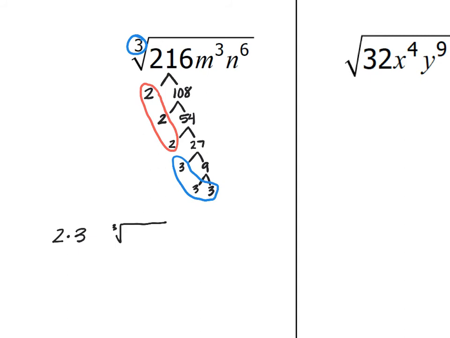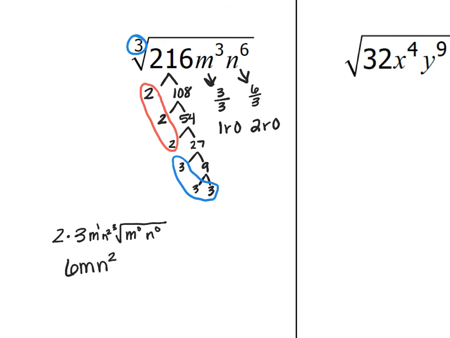And now I can look at my variables. So for the m, 3 over 3 is 1 remainder 0. So on the outside, I'm going to have m to the 1, and on the inside, I'll have m to the 0. And if I look at the n, 6 divided by 3 is 2 remainder 0. So I'll have an n to the 2nd, n to the 0. So 2 times 3 is 6. M to the 1st is just m, n to the 2nd.